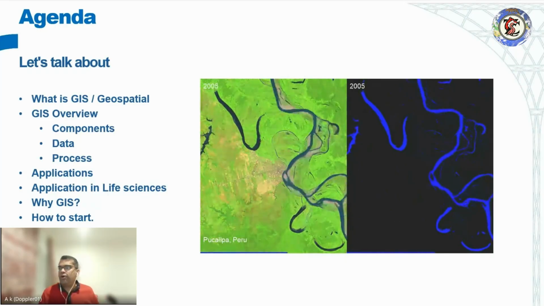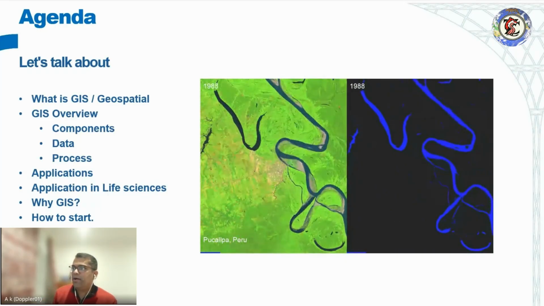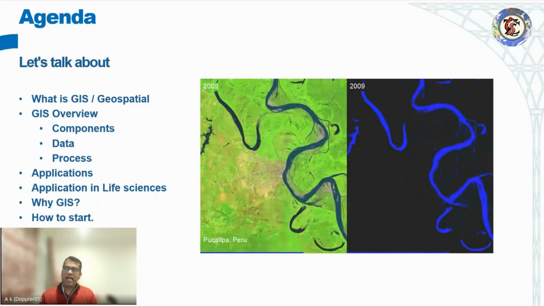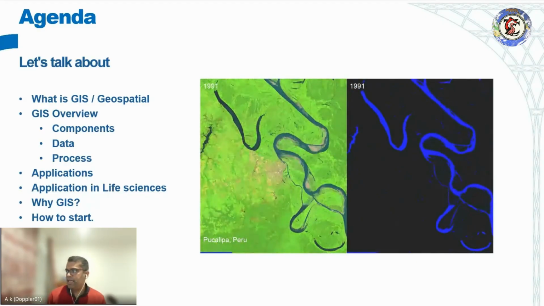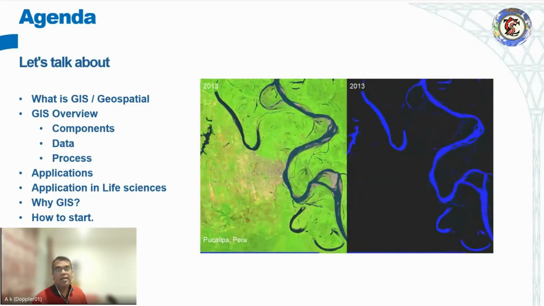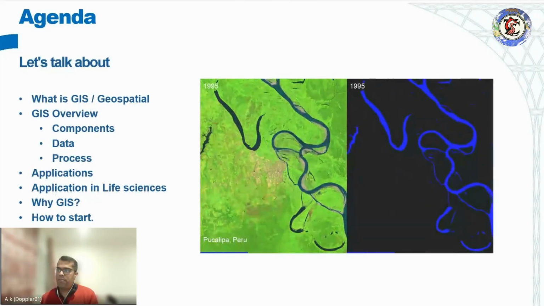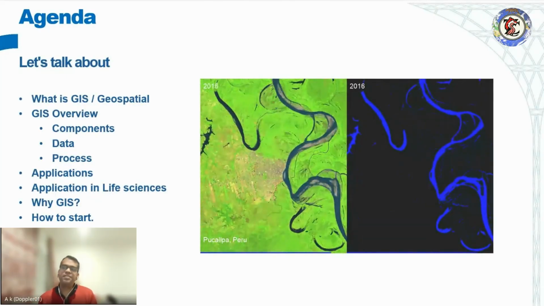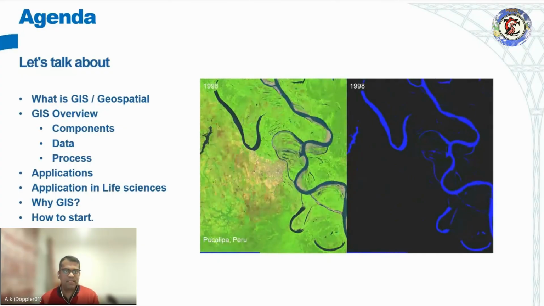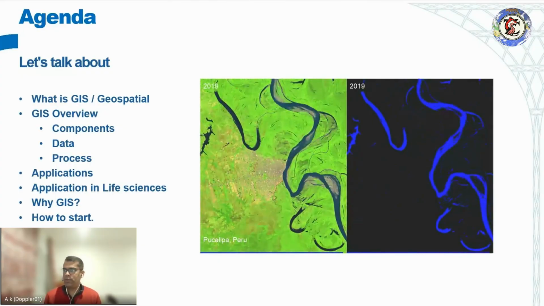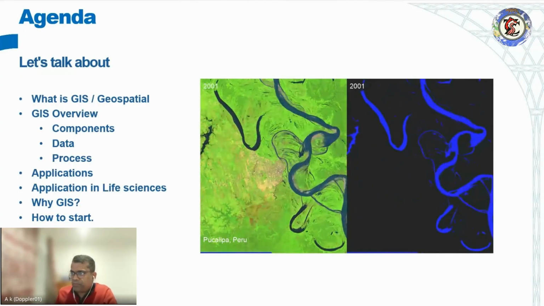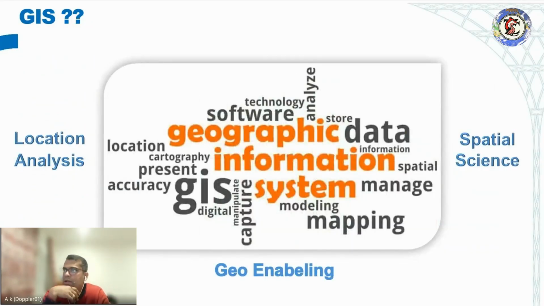Okay, so as I said, a brief overview about GIS, its components, what kind of data we use, then generic applications, overall applications, and then we'll talk about specific applications, some of the examples that I went through and found out. So what is GIS?